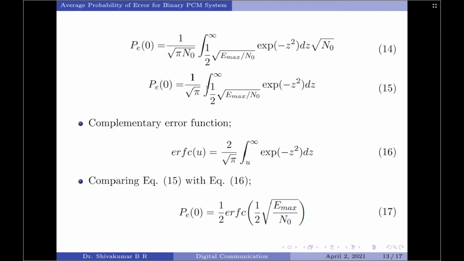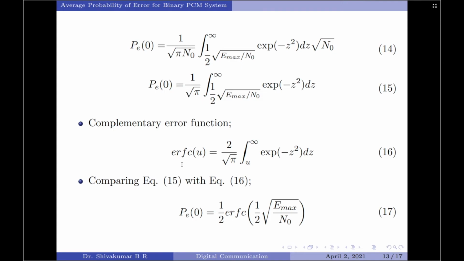in the error probability derivation, which is the complementary error function, given in the form ERFC of u equals 2 divided by square root of pi, integral u to infinity exponential of minus z square dz. This is called the complementary error function.